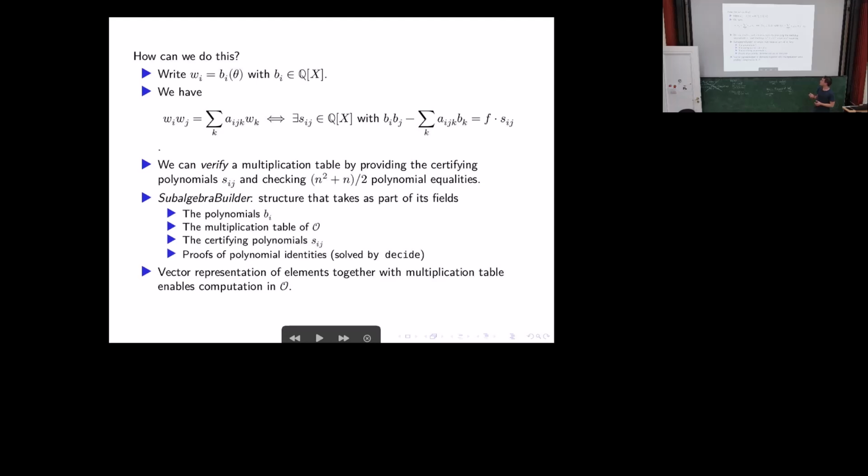And so part of its fields are the polynomials bi, which correspond to the Z basis, the multiplication table of O, and the certifying polynomials Sij, together with the proof of all of these polynomial identities. But the thing is, all of these identities are proven automatically. It's just by decidability, because our operations are computable, and we have decidable equality in the integers, so everything is fine. We can do this automatically, and once we have this, we can compute in O, because multiplication in O just depends on the multiplication table, and addition is just pairwise addition of the coordinates.